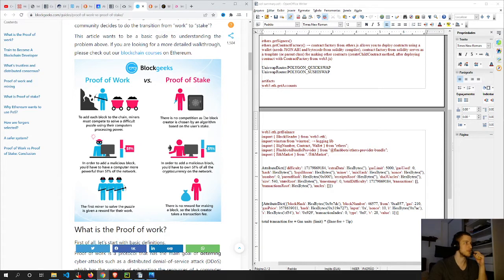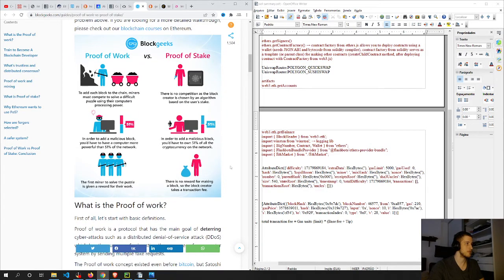There's no competition as the block creator is chosen by an algorithm based on the user's stake. Yeah, so I think it's pretty much by luck that the algorithm works. In order to add a malicious block, you'd have to own 51% of all the cryptocurrency on the network. Yeah, that one is already a little bit suspicious. There's no reward for making a block, so the block creator takes a transaction fee.